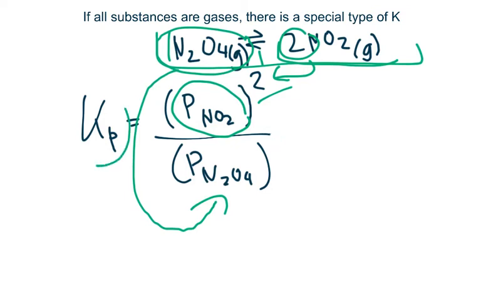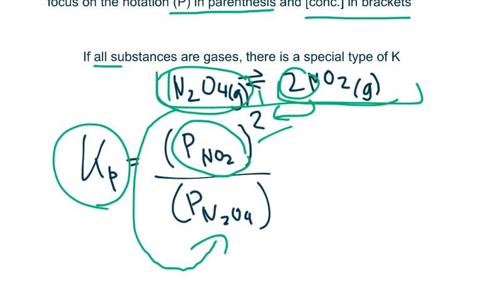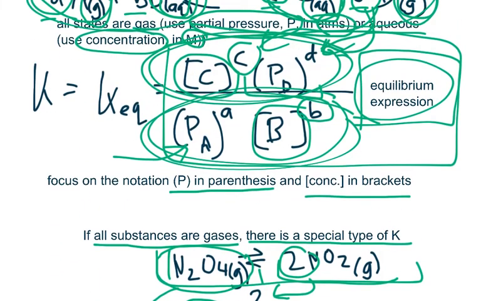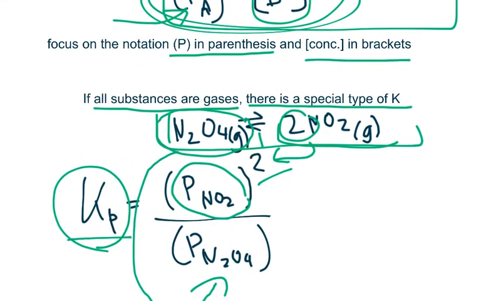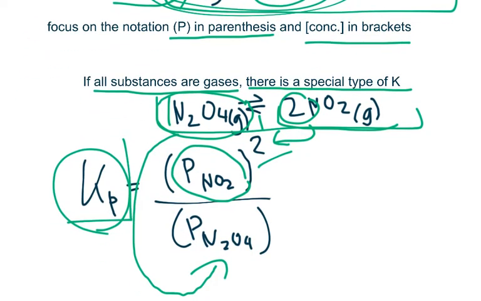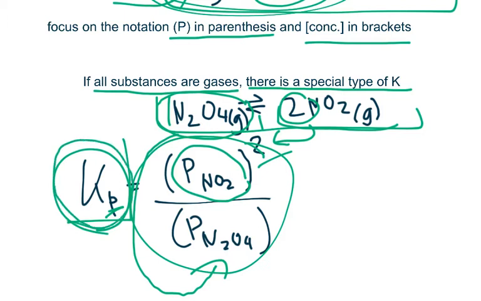Now, why is it called Kp? Well, if all substances are gases, there is a special type of K you can use. So you don't simply have to write K or Keq. These are not very specific. Instead, you can write Kp, which basically tells you that everything here will be gases. So the p is pressure, and this is an equilibrium constant, assuming that all the substances in your equilibrium expression are gases.